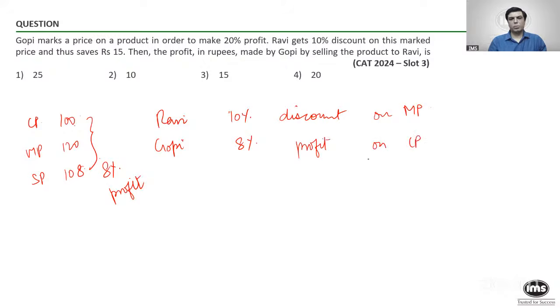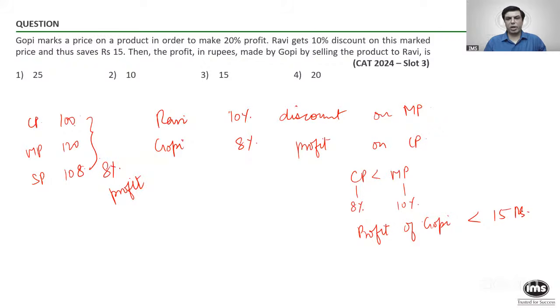And cost price is less than mark price. Cost price is already less than mark price and we are taking 8% of cost price and 10% of mark price, which means whatever profit Gopi is going to make, which is 8% of a smaller value, is definitely less than whatever discount Ravi has got, which is 10% of a larger value. Which means I can say one thing for sure: the profit of Gopi is definitely less than 15 rupees, because 15 rupees is the discount that Ravi has got. So profit has to be certainly less than 15 rupees.